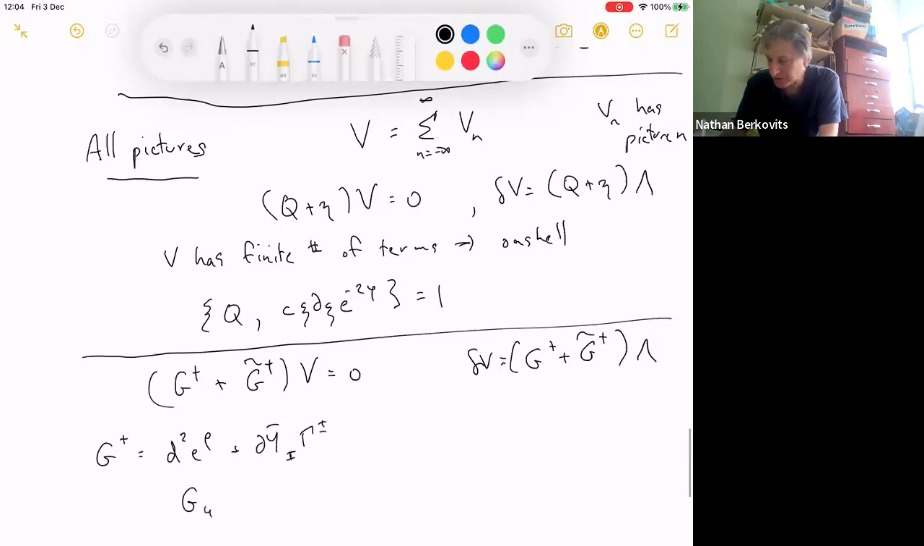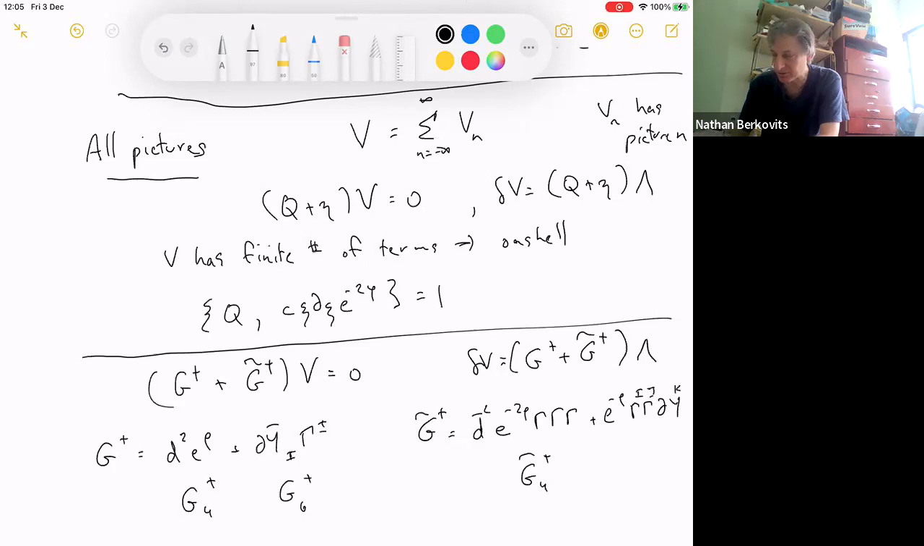So I'm going to call this G4 plus and G6 plus. And similarly, G tilde plus has two terms. G tilde plus was d bar squared, e to the minus 2 rho gamma, gamma, gamma. I'm going to call this G4 tilde plus. Then the other term was e to the minus rho gamma, gamma dy, IJK. So these are the fields, these are the construction I used before, and I'm going to call this G6.